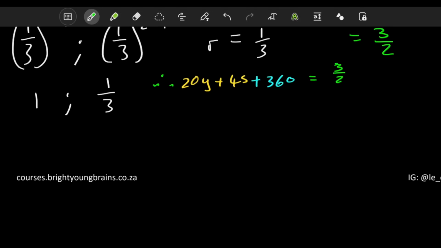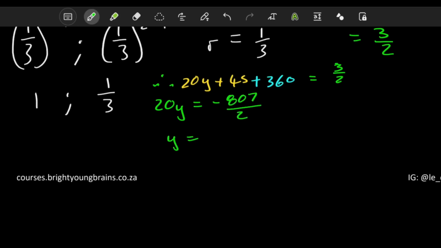Solving for y, everything can go over to the other side. We're going to have 20y is equal to 3 over 2, and we're going to subtract 45, and then we're going to subtract 360. So let's do it nicely. 3 over 2, let's subtract 45, let's subtract 360. What is this giving us? Negative 807 over 2.